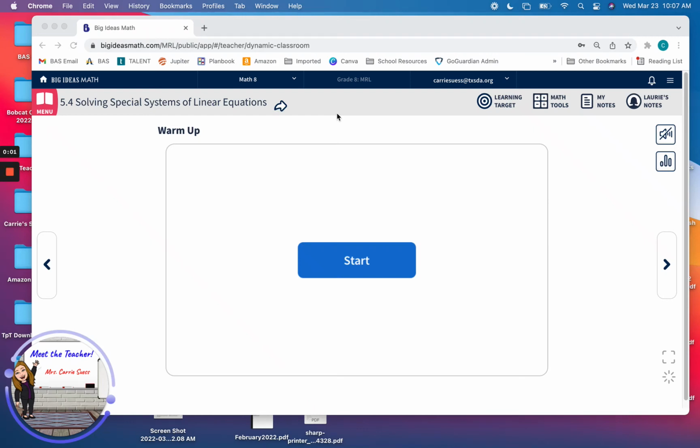All right, 8th grade, lesson 5.4, solving special systems of linear equations. You're doing your warm-ups.